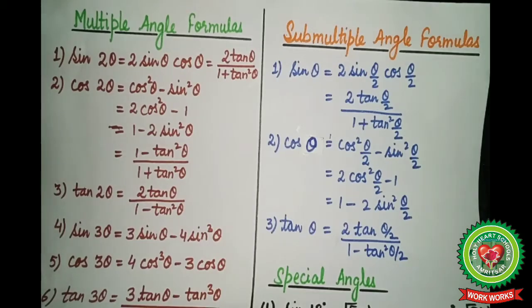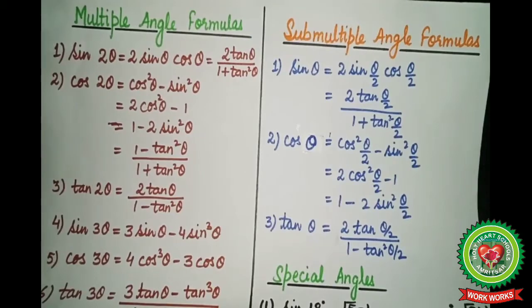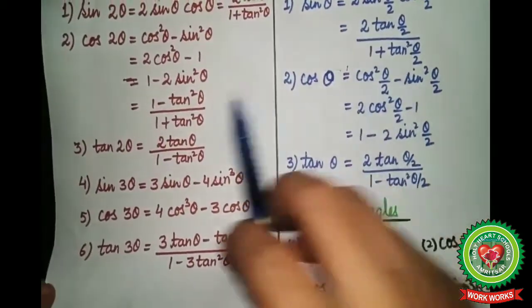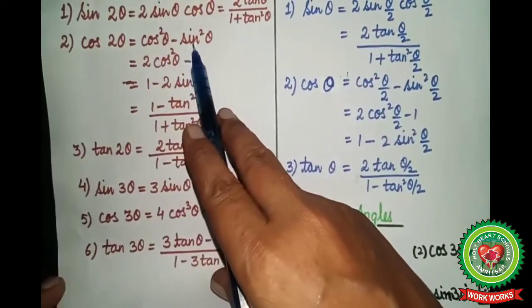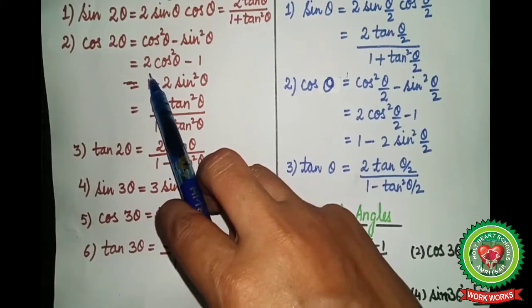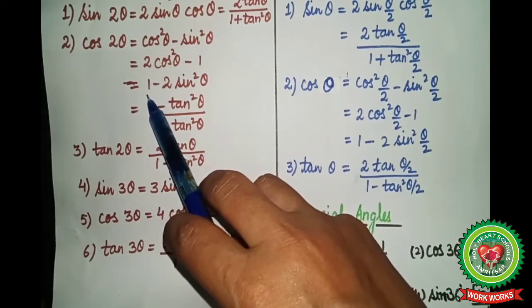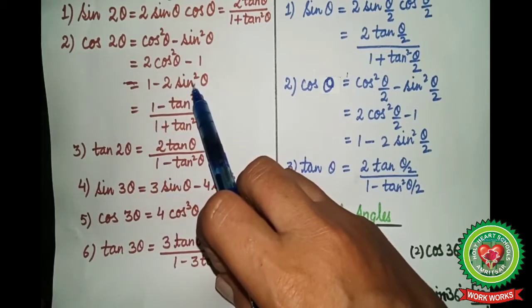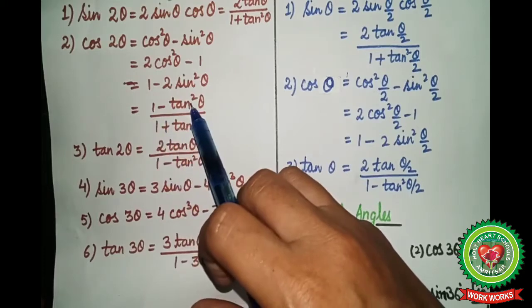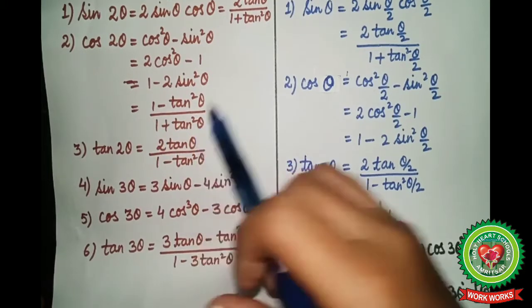Now second formula is for cos 2 theta. Cos 2 theta has 4 formulas. So first formula, it is cos square theta minus sin square theta. Second, in terms of cos only, formula is 2 cos square theta minus 1. Third, 1 minus 2 sin square theta. And last one, in terms of tan, it is 1 minus tan square theta upon 1 plus tan square theta.